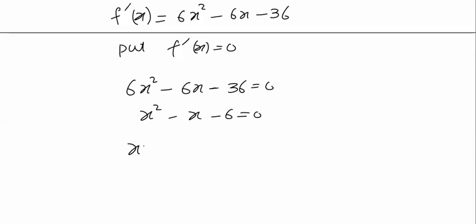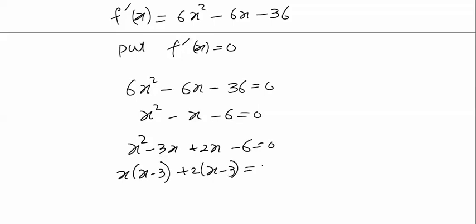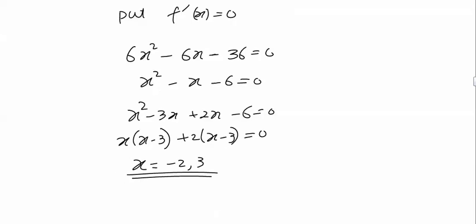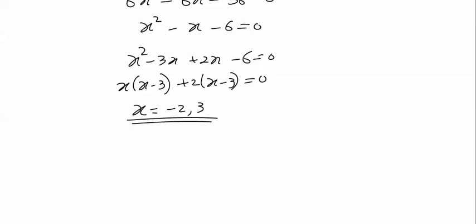If you split the middle term, you will find x² - 3x + 2x - 6 = 0. x common, (x - 3), plus 2 common, (x - 3) is equal to 0. So x equals -2, 3. Now what are these? These are points of minima or maxima.